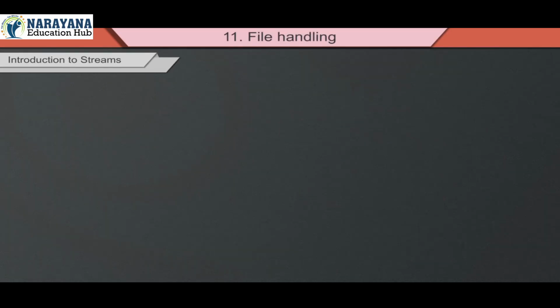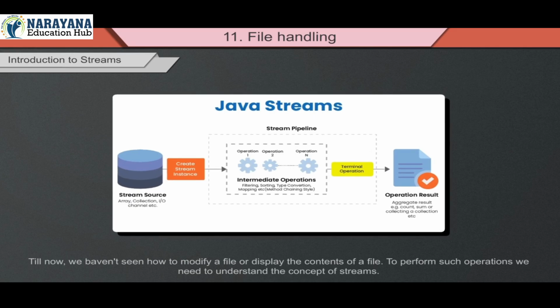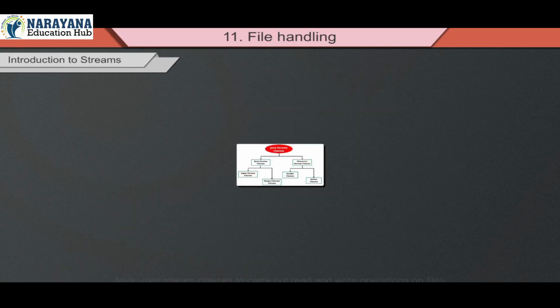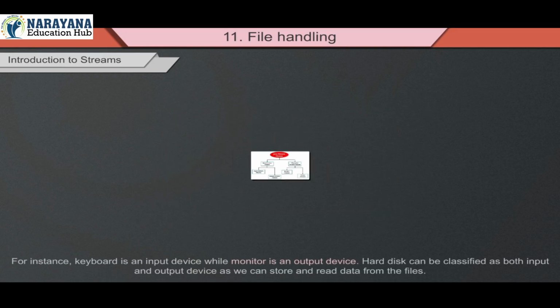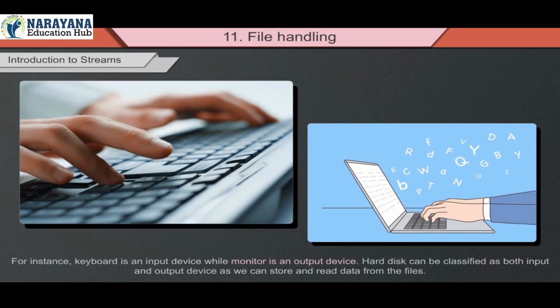Introduction to streams. Till now, we haven't seen how to modify a file or display the contents of a file. To perform such operations, we need to understand the concept of streams. Java uses stream classes to carry out read and write operations on files. We have already studied the types of devices used for input and output. For instance, keyboard is an input device while monitor is an output device.